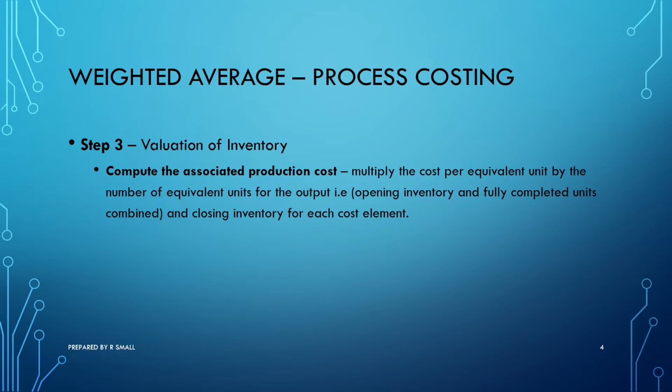So you're going to multiply the cost per equivalent unit by the number of equivalent units for your output. So what is your output? Your output is your opening inventory plus your fully completed. And then you are going to do the same thing for the closing inventory, but this time you're going to use each cost element to work that out. So then step 4.